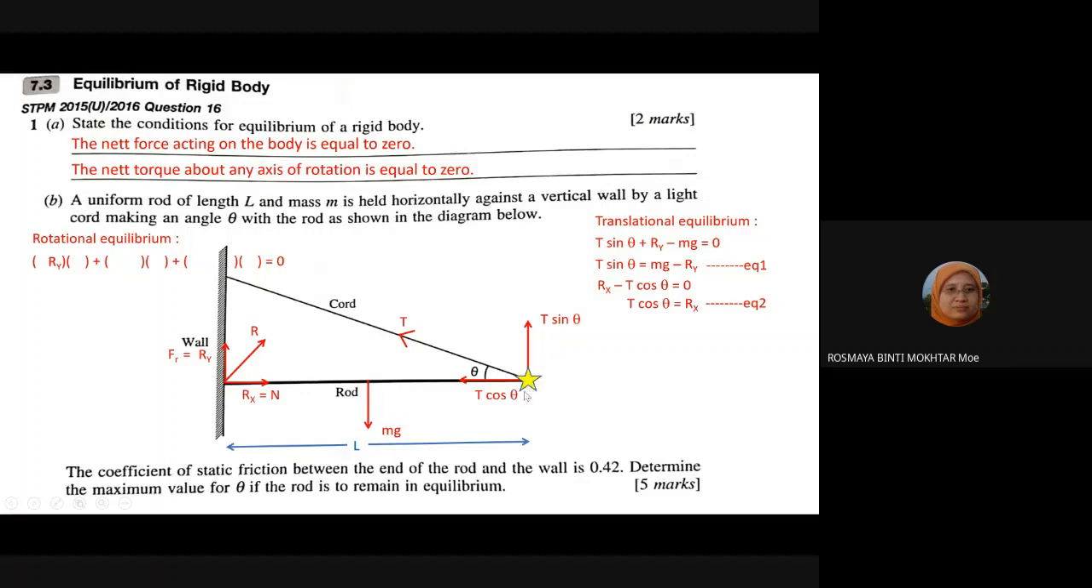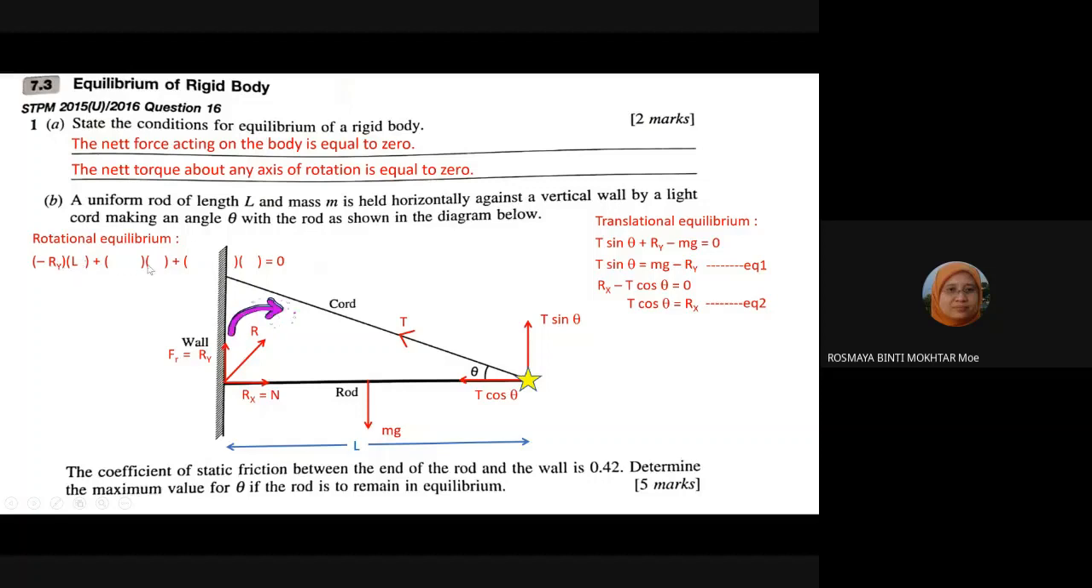Okay, so now Ry is a clockwise moment, so therefore it's a negative sign. You put a negative sign here because it's a clockwise moment. Then the distance of Ry from the fixed point just now is L. Let's say the length of the rod is L. So we multiply by L. Force times distance.